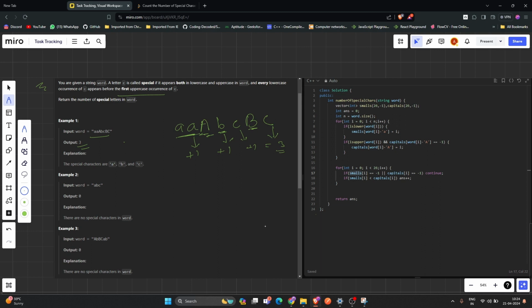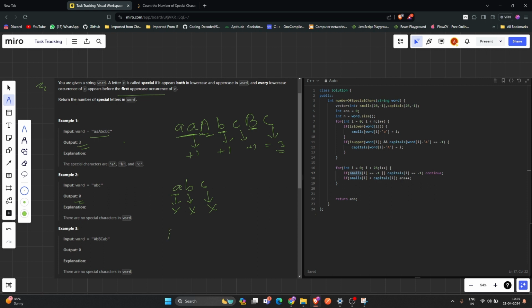Next we have this word ABC. For A, we don't have its uppercase character, so it won't be a special character. For B also, we don't have its capital B here, so it also won't be a special character. For C also, we don't have that, so it also won't be a special character. This is why the total number of special characters here is zero.